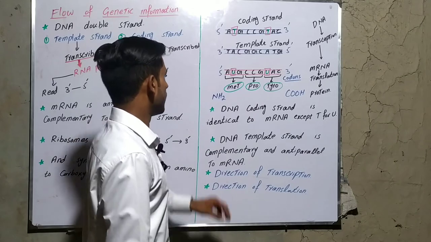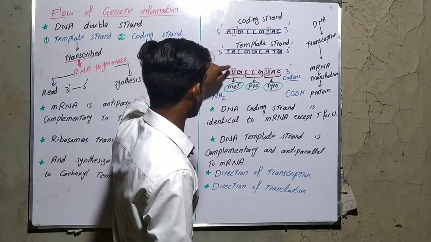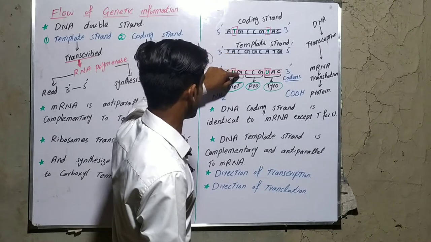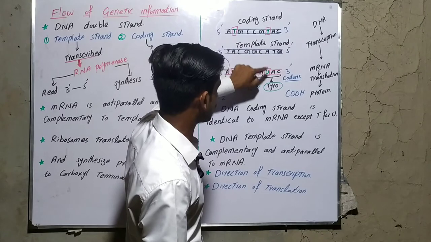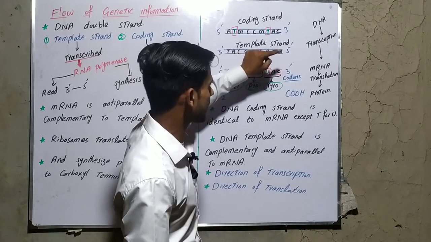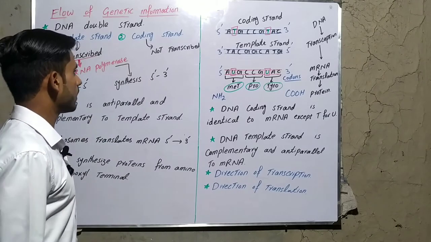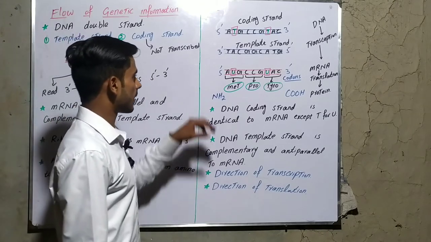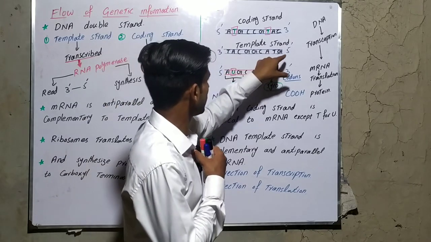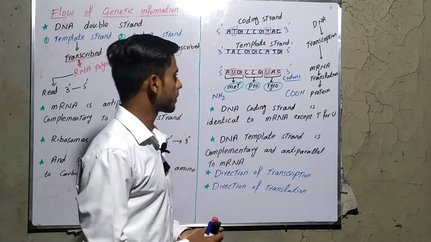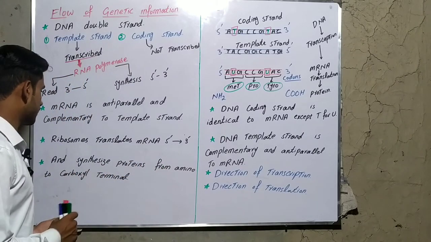As you can see, this is complementary: thymine, adenine, uracil, cytosine, guanine, cytosine, guanine, adenine, uracil, thymine, adenine, guanine, cytosine. This means that these are complementary to each other and antiparallel as well. As you can see, here is a 3' end and it is a 5' end, and it is again a 5' end and this is the 3' end. So it means that these are antiparallel to each other as well.